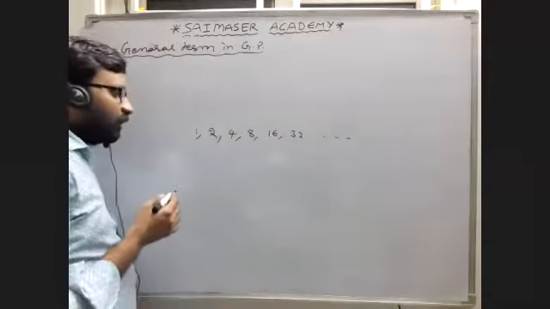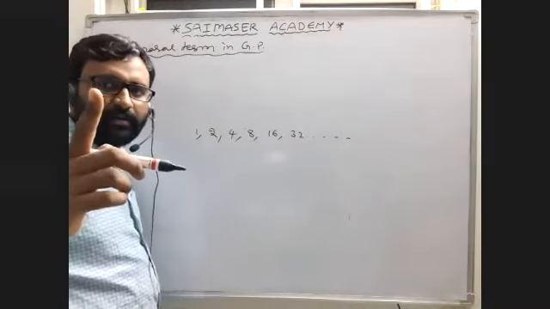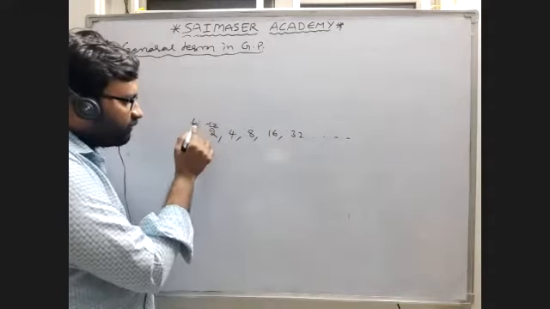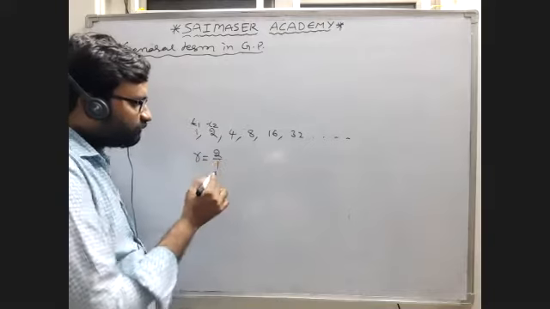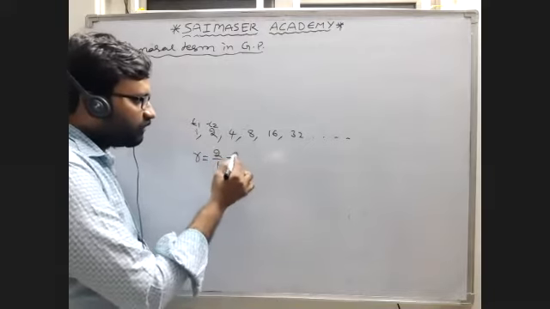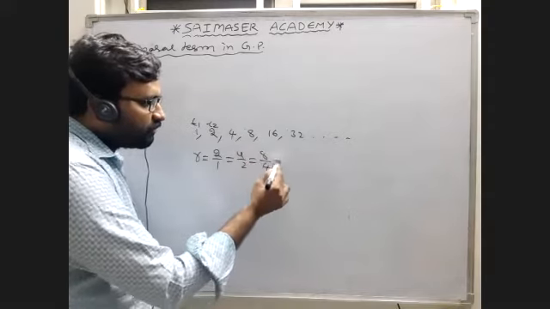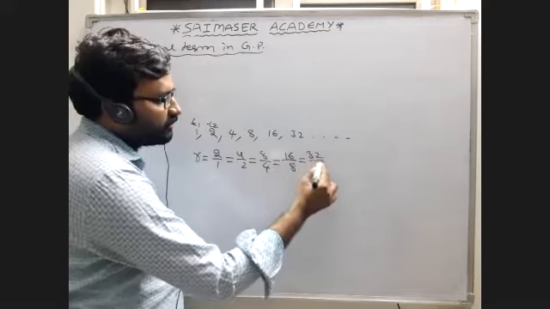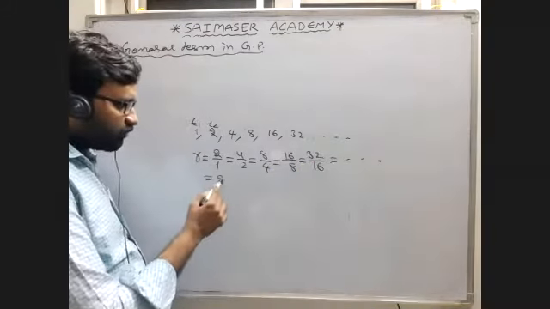See, is this a GP or not? How can we say, by finding the common ratio? T2 by T1 we have to do, right? Common ratio small r is equal to 2 by 1, this by this. 4 by 2 is equal to this by this. 8 by 4, 16 by 8, 32 by 16, and so on.